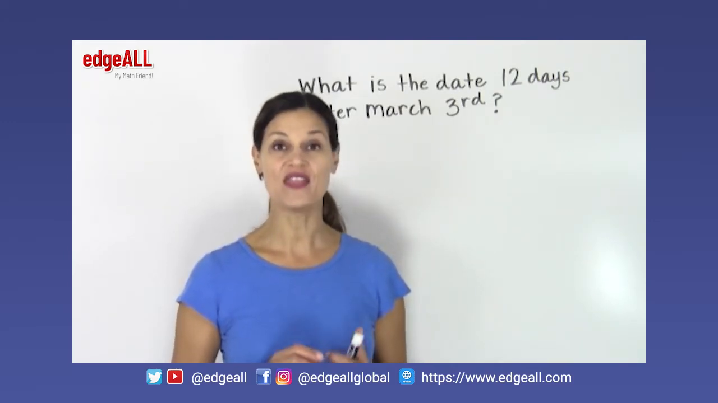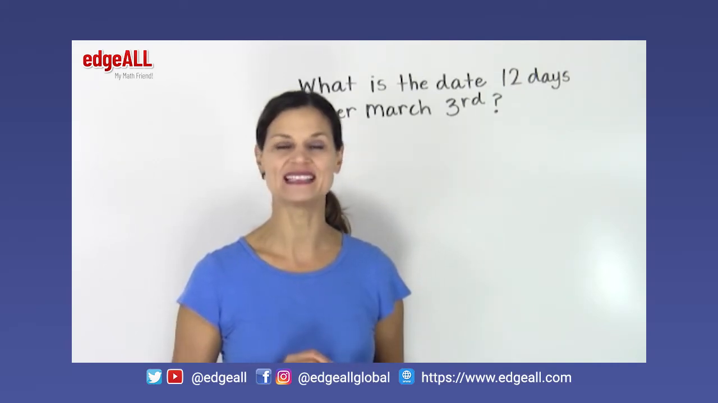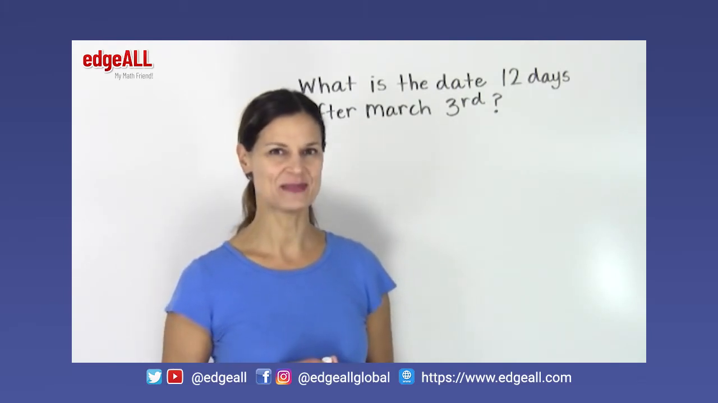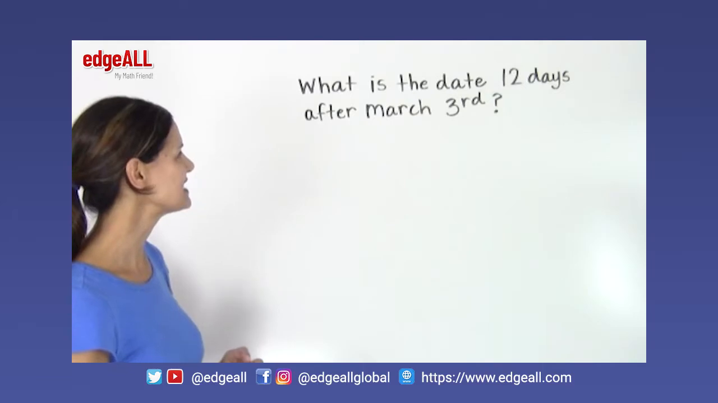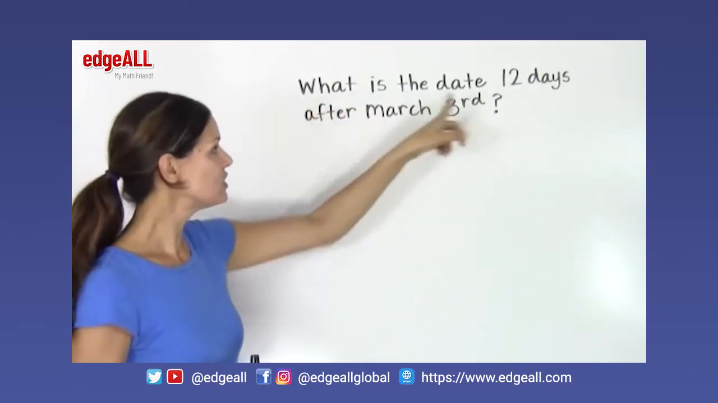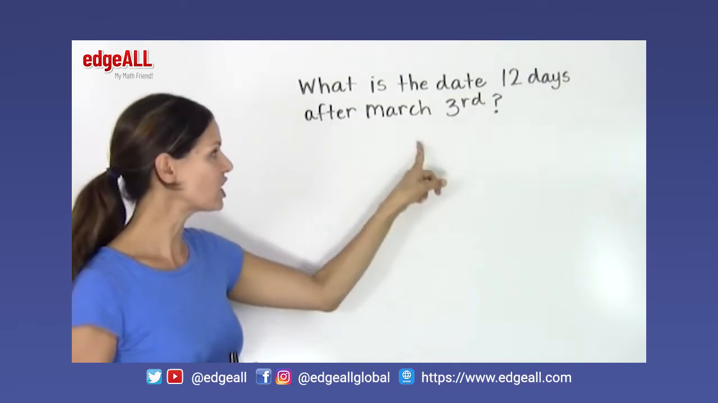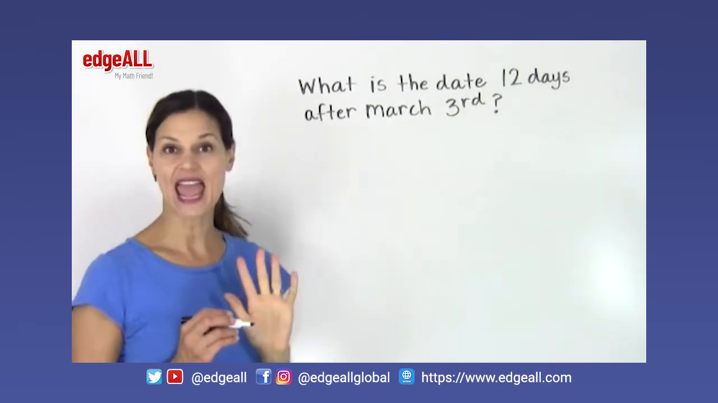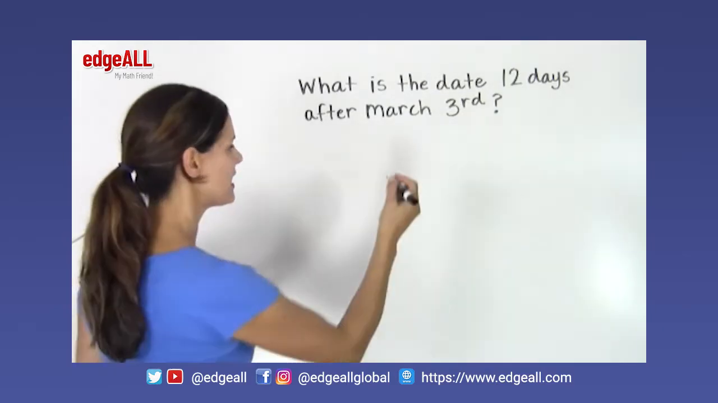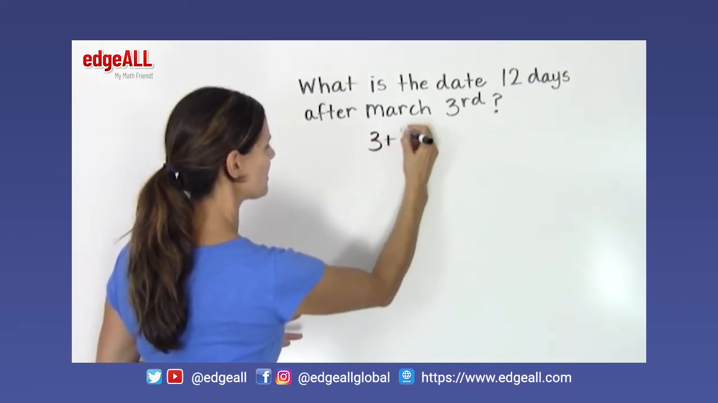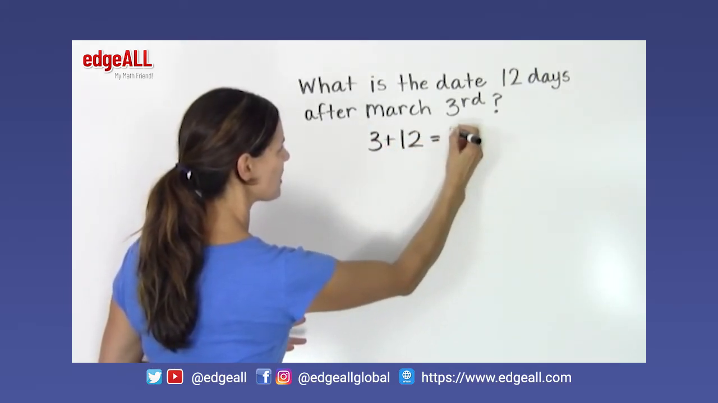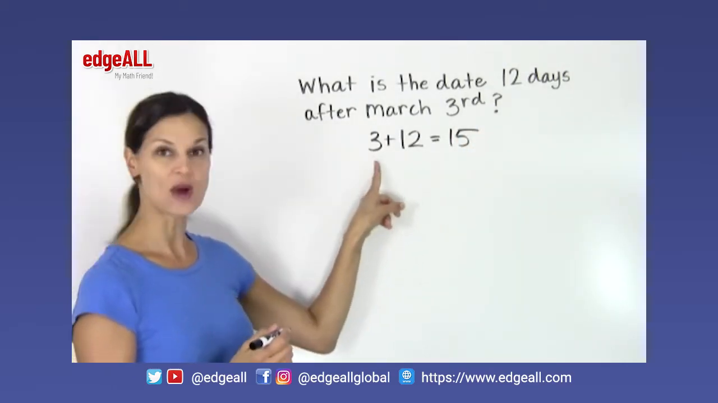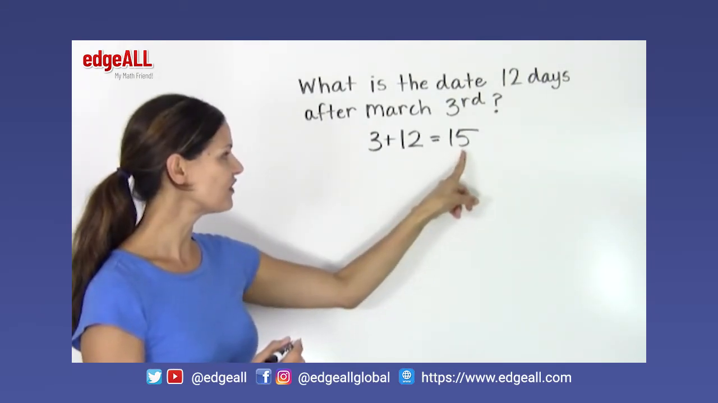You need to know the number of days that each month has before you can do such calculations. Let's take a look at a simple example. This question asks us, what is the date 12 days after March 3rd? The easiest way to find this date is to add 12 to 3. So we can start out with 3 plus 12, which we know equals 15. So 12 days after March 3rd will be March 15th.